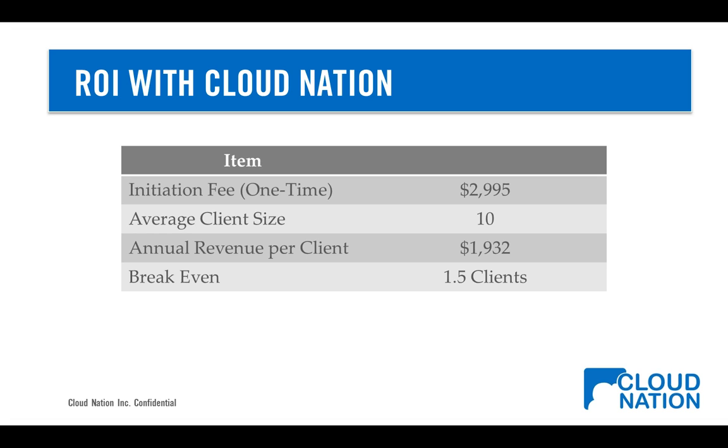Basically what we did is we laid it out here and we said if your average client was 10 people and the average revenue per client on an annual basis, in this case, was about $2,000, basically what you need to do is bring in 1.5 clients your first year, and then obviously the next year it goes down to either 0 or $495. And our take on what we're seeing right now is that it's fairly easy to bring in 2 clients with an average of 10 desktops each.